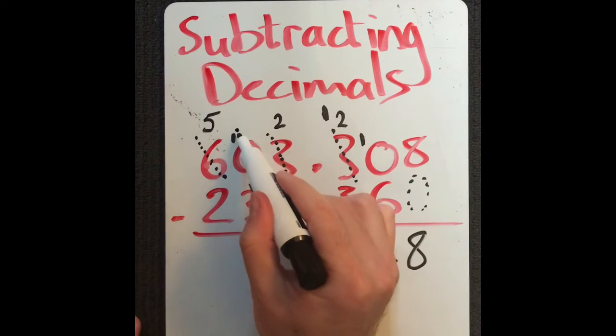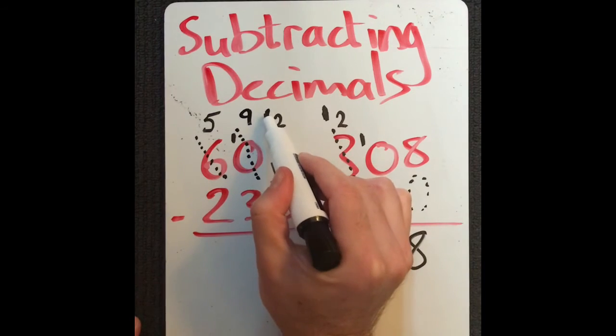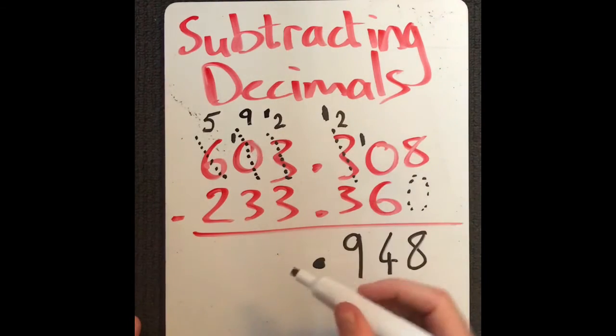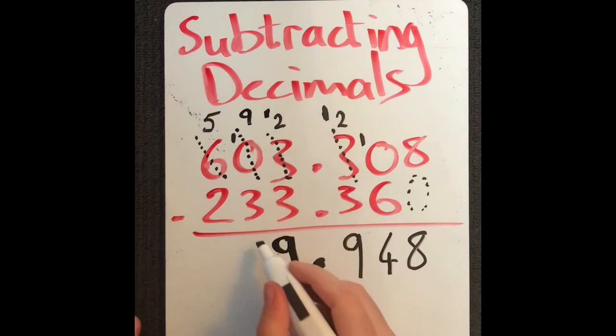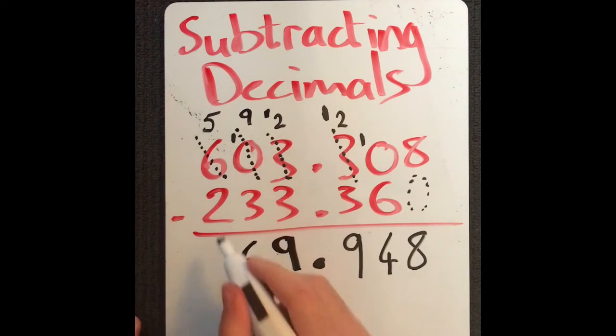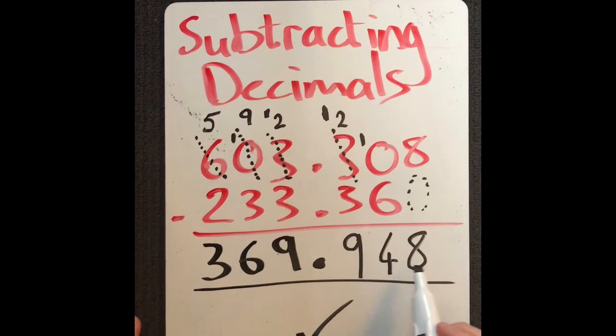So we're going to borrow again from that 10. That 10 is going to become 9. And now we've got 12 take away 3, which is 9. And now we've got 9 take away 3, which is 6. And 5 take away 2, which is 3. And our answer is 369.948.